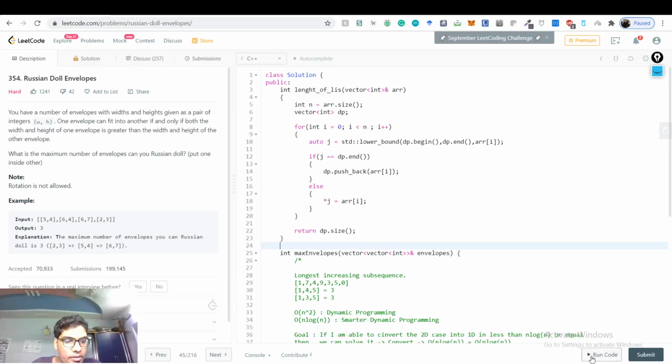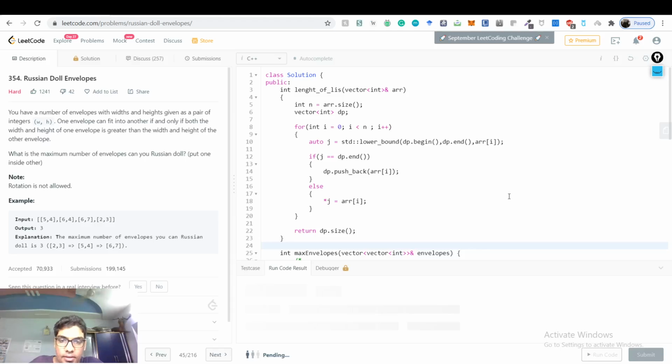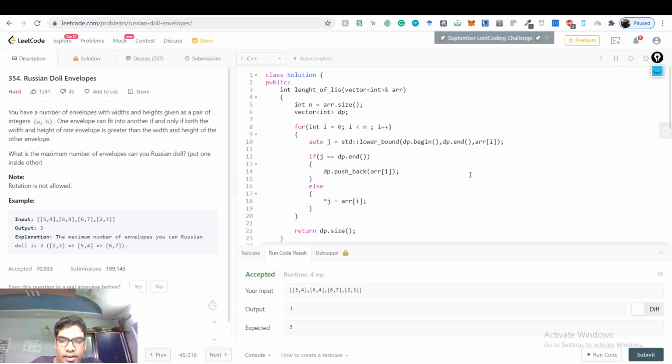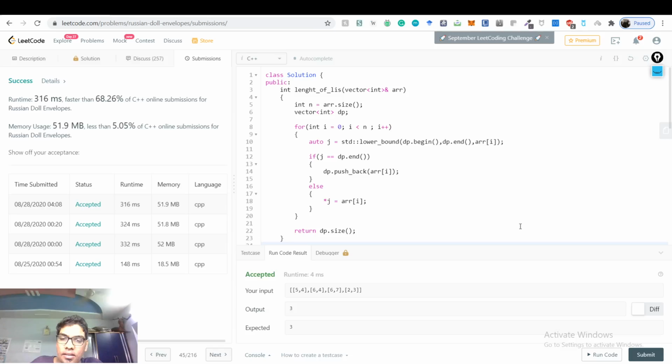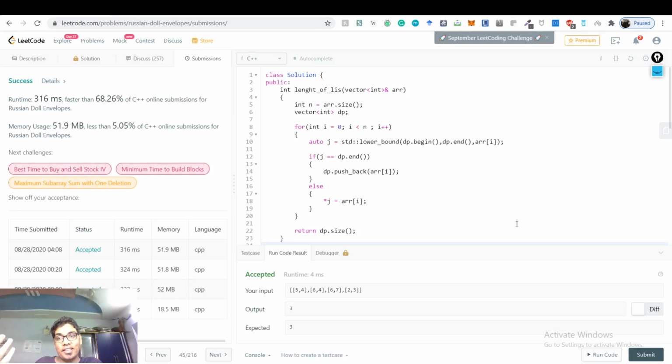Let's check whether there are silly mistakes or not. Oh, this is perfectly written code without any silly mistakes. And success.